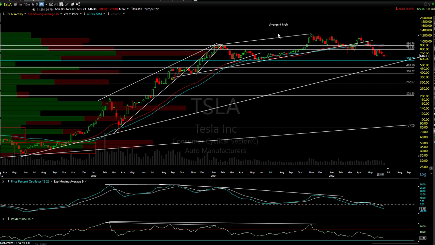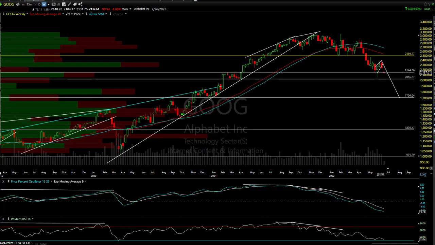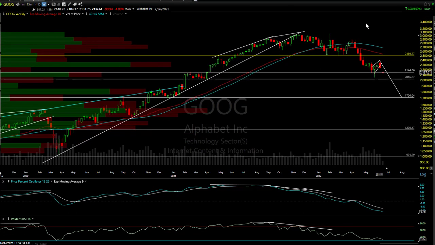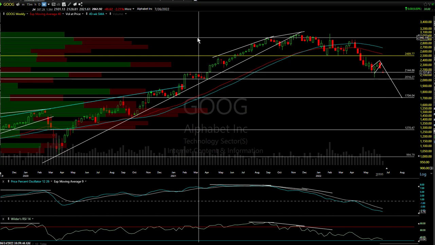All right, that's it. I already covered the other share class, Alphabet. You can see the flag on this share class, GOOG. It's perfect. Again, that flag's measured target comes in right at that 1700 level there. And again, to measure that out for you once more, I think that was about 20% or so.